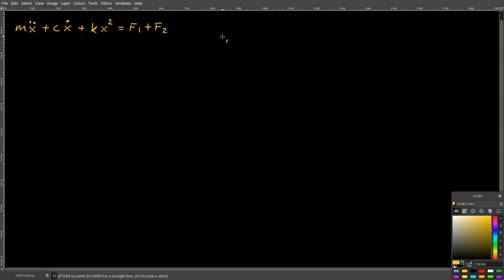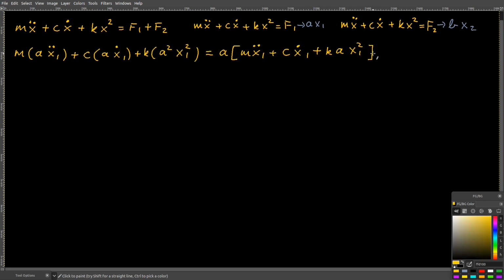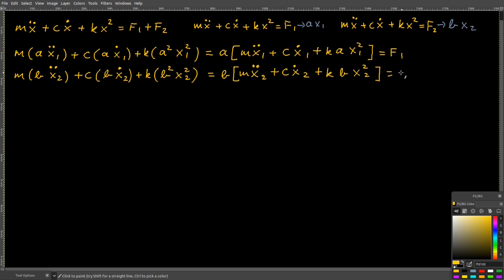Welcome back. Let's now check if our ODE is linear or not. Suppose that the solution for this case is this one, and the solution for this case is this one. Inserting them in the respective ODEs, I will have this result for the first case. I can also rewrite it like this, and that would equal F1. Then this would be the second case that I can rewrite like this, and that would equal F2.